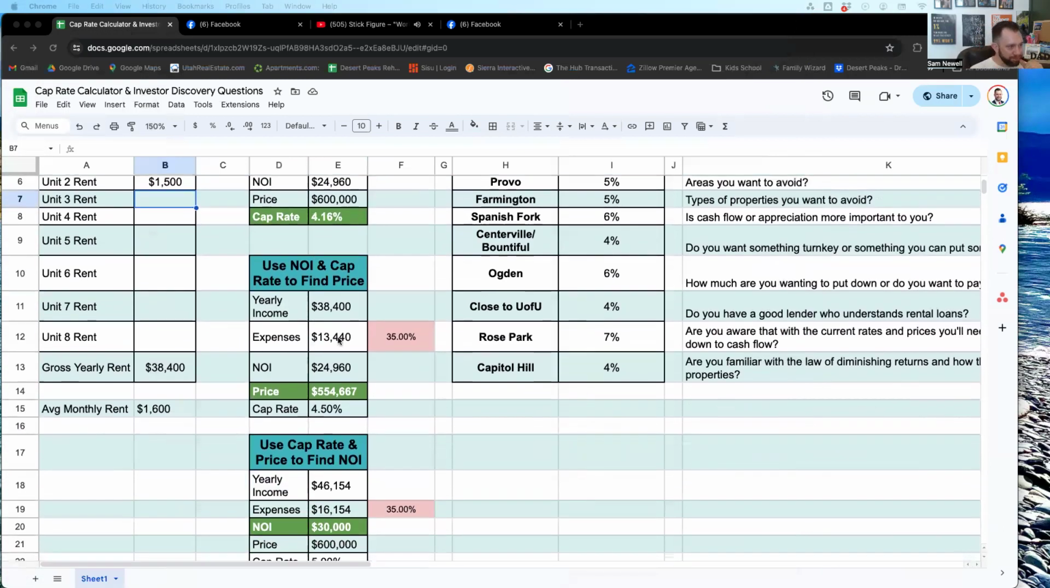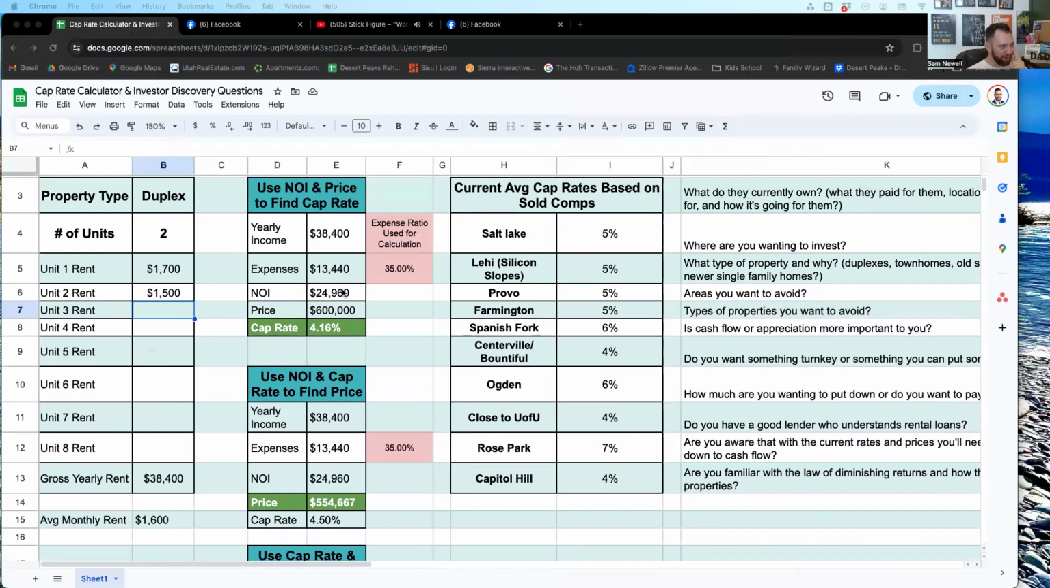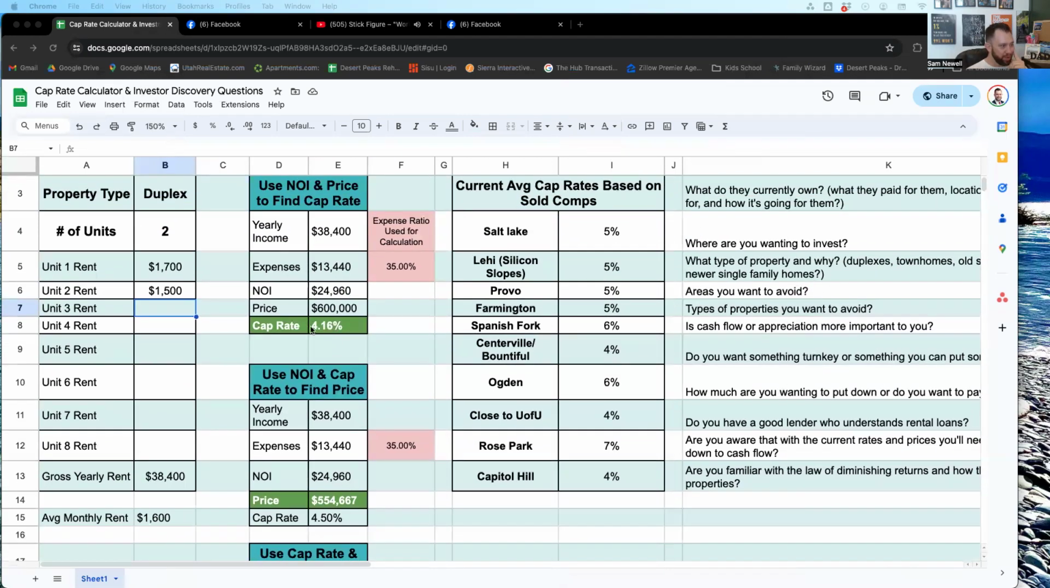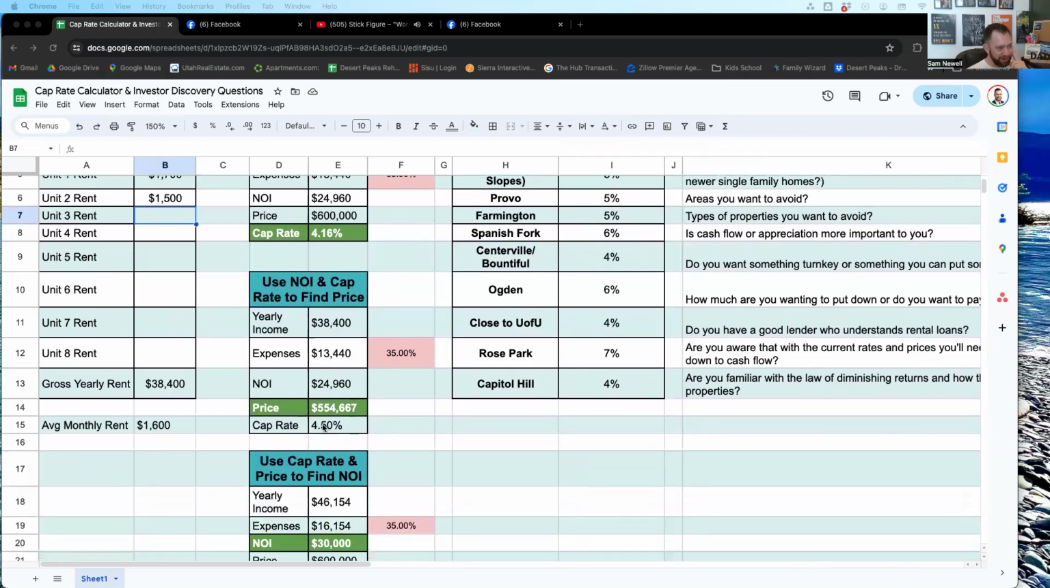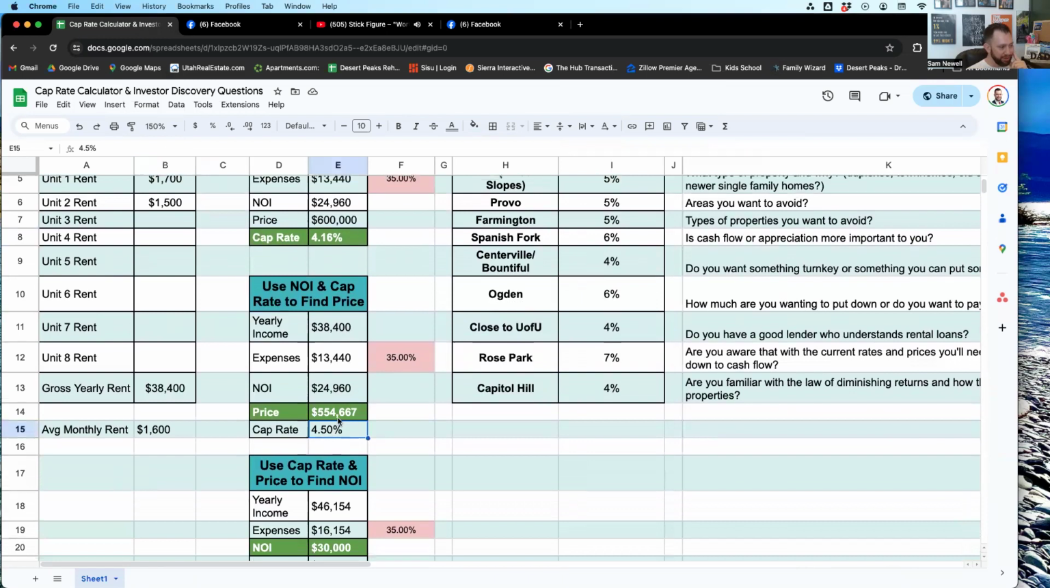Okay, so that's pretty much it. Now I want to go over using net operating income and cap rate to find price. Okay, so now I know the going cap rates, and I know this because I already did like 10 of these. The going cap rate for this market was like 4.5. So I've got that right here.